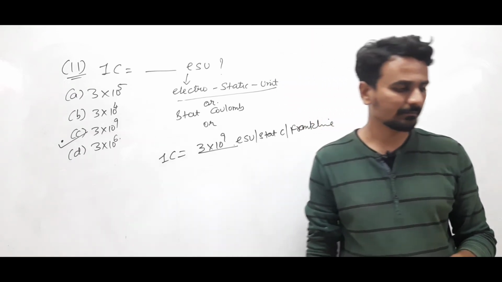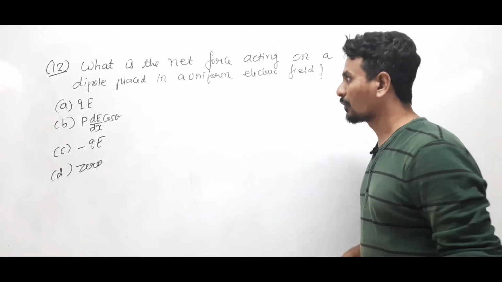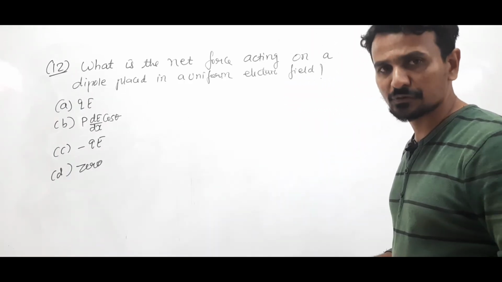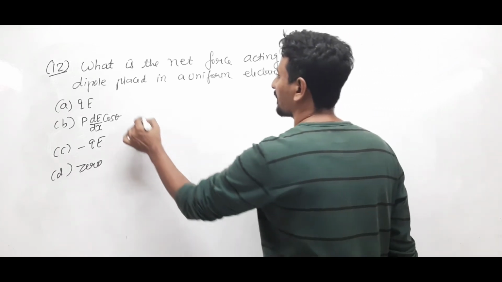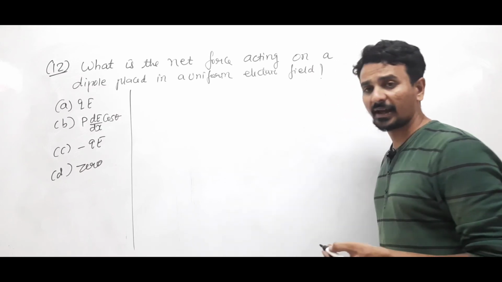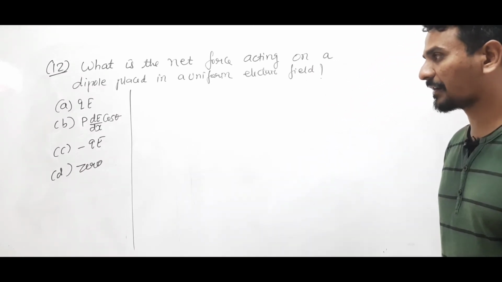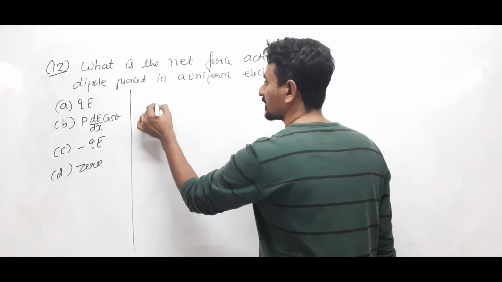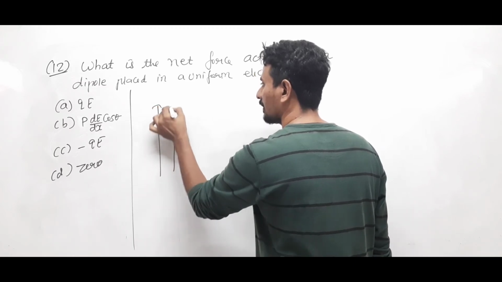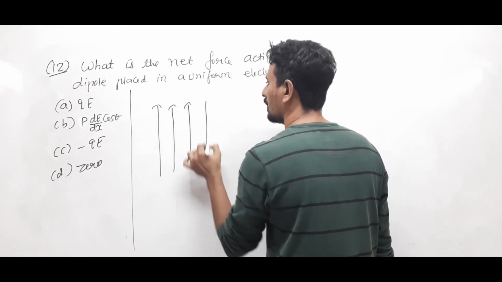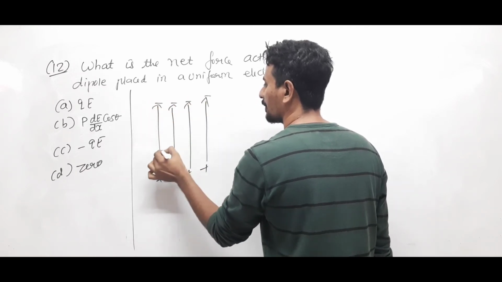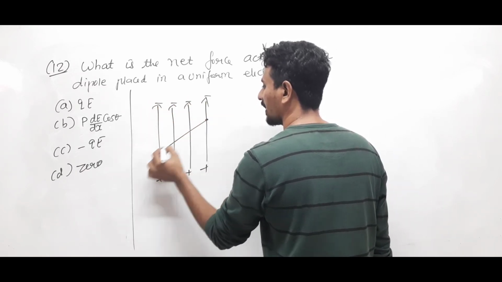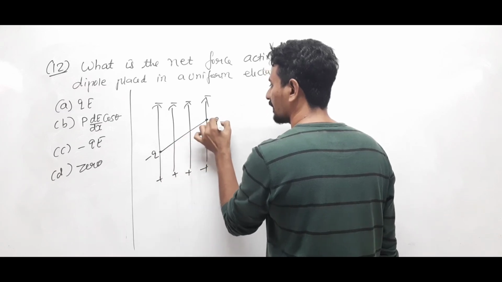Okay, the next one. Okay, what is the net force, resultant force? Net force means resultant force acting on a dipole placed in a uniform electric field. Okay, so when a dipole is placed in a uniform electric field, let us say this is uniform electric field. So it will be from plus to minus. You are placing a dipole like this. This is a dipole, minus Q plus Q.